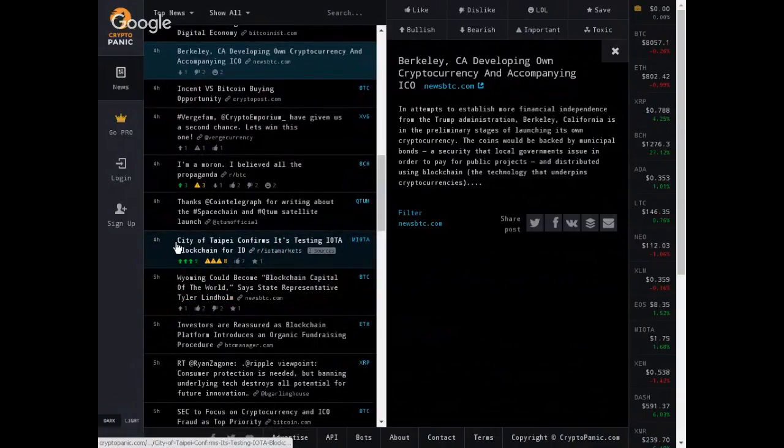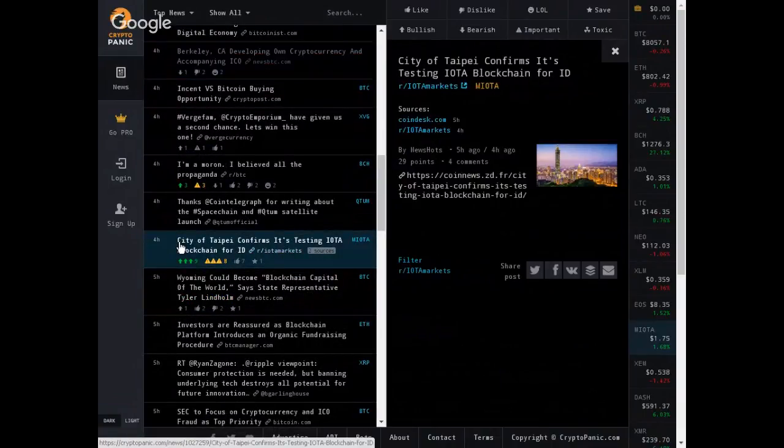Oh, here's something for the IOTA people. They must love this. City of Taipei confirms it's testing IOTA blockchain for ID. Wow, here's another one I should sell. Here's another one I should sell. All my Bitcoins for cryptocurrencies like IOTA.